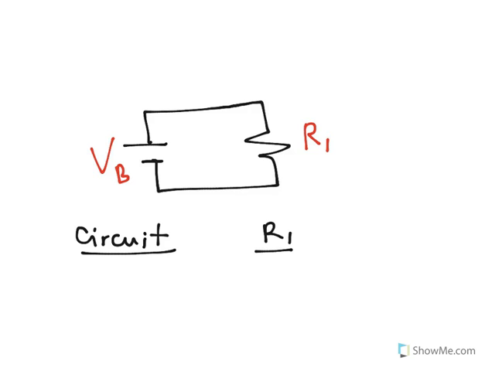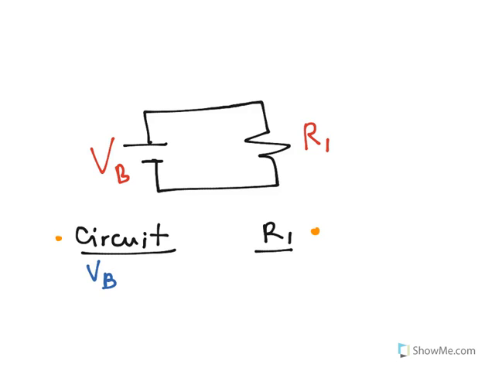So the voltage here is VB, the voltage of the battery. And the resistance of this resistor is R1. What I'm going to be doing is writing down the voltage, current, and resistance of the entire circuit on the left side, and writing down the voltage, current, and resistance of just the resistor on the right. So let's start with the voltage. We know that the voltage for the entire circuit is the voltage of the battery.